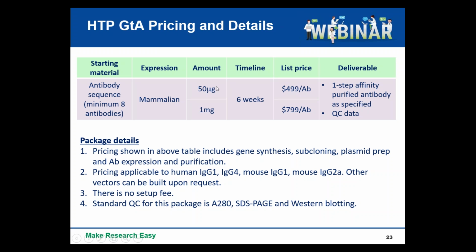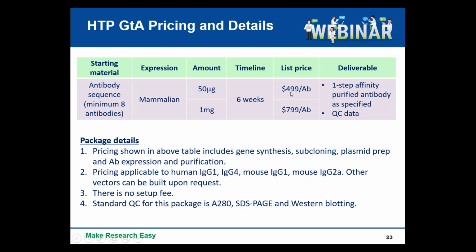If you need it, we have 2 different package options. If you need 50 micrograms of antibody, we can turn it around in 6 weeks, and the price you pay is $4.99 per antibody. If you need 1 milligram of antibody, again, it takes 6 weeks, and the list price would be $7.99 per antibody. The deliverables include 1-step affinity purified antibody and the QC data. Okay, and a few notes below.